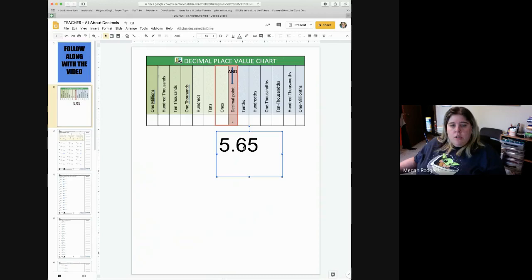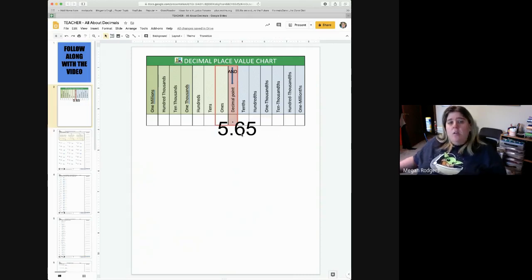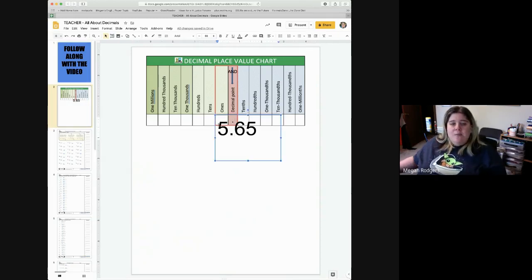All right, so if we line up our decimal with the decimal in our number, we see that we have a 5 in the ones place, the 6 is in the tenths, and the 5 is in the hundredths. So when we say this, it is 5 and, and then the cool thing is we just say this whole number, so 65 hundredths, because hundredths is this last place value. So we would say 5 and 65 hundredths.